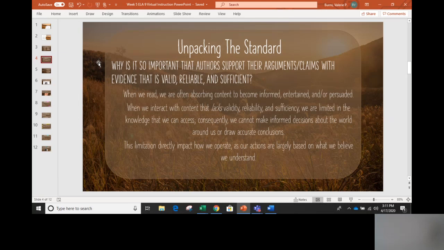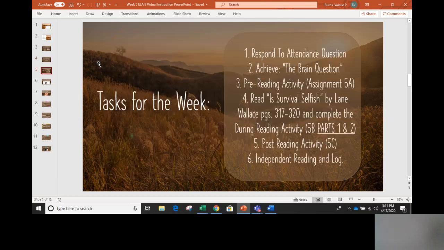Okay, so now that all that's out of the way, that's just a little bit of background information on the standard itself, so that you understand what we are going to be looking at for the assignment this week. So in terms of what you are responsible for this week, here we go. You have your weekly attendance question.